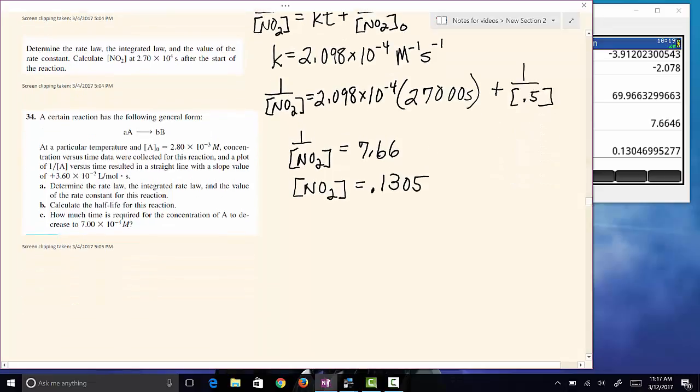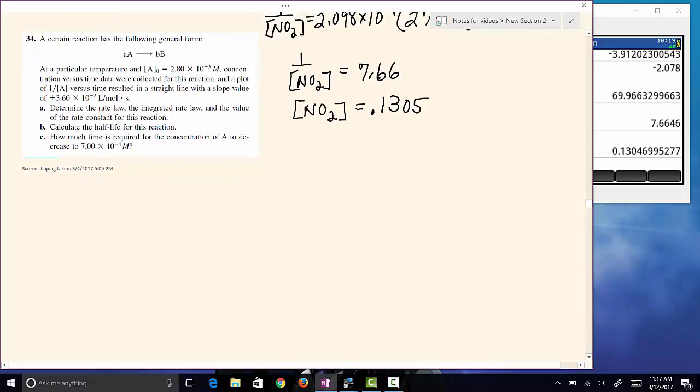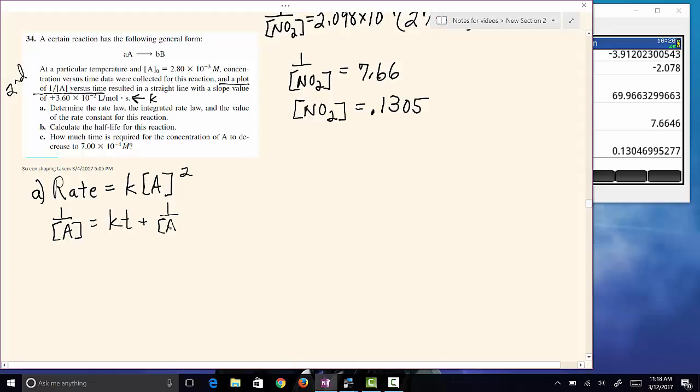All right, and our last practice problem here from the book says here, number 34, a certain reaction has the following general form. So it's given us our A naught. Here again, a plot of 1 over A versus time. That means it is second order. And then it gives us the slope, that right there then, that's our K value. So it says determine the rate law. So we have again, part A is rate equals K, A is our reactant, squared. The integrated rate law, 1 over A is KT plus 1 over A naught.